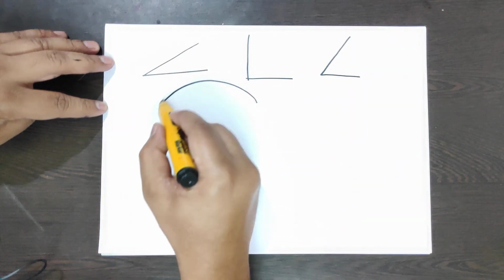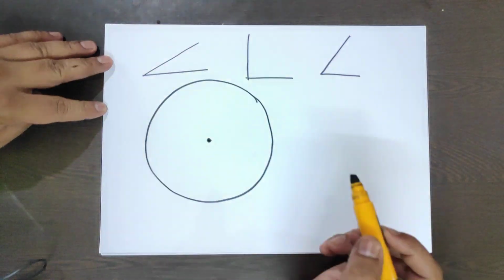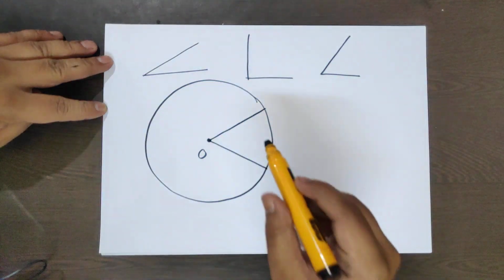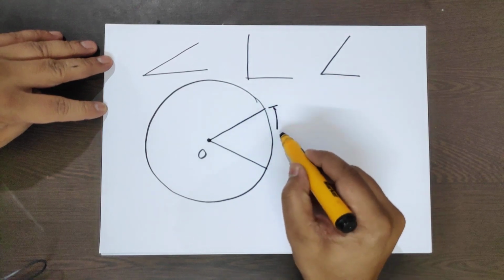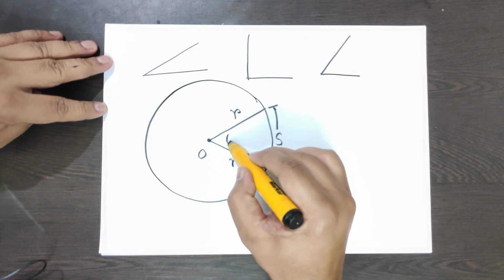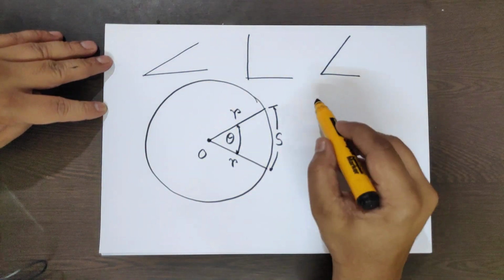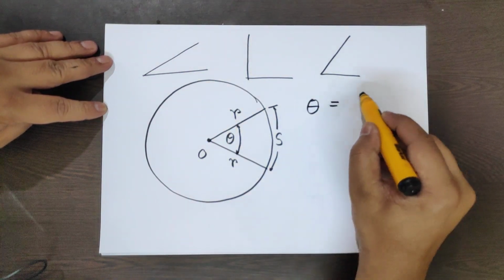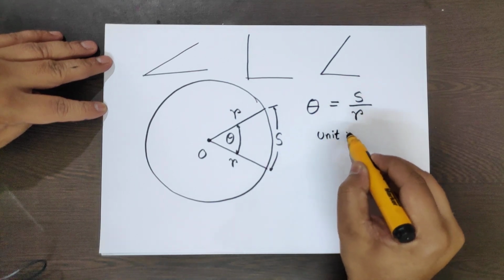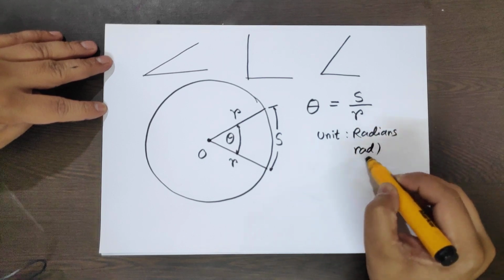Say if you take a circle and this is the center of the circle O, and you consider an arc like this, and say the length of the arc is S and the radius of the arc is R. Then the plane angle theta subtended by the arc at the center of the circle is given by theta is equal to S divided by R, and the unit of this angle is radians, RAD.